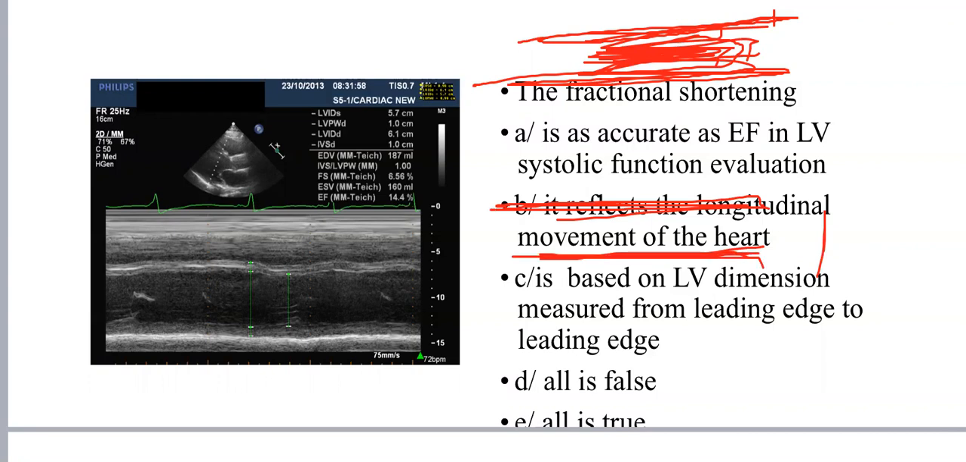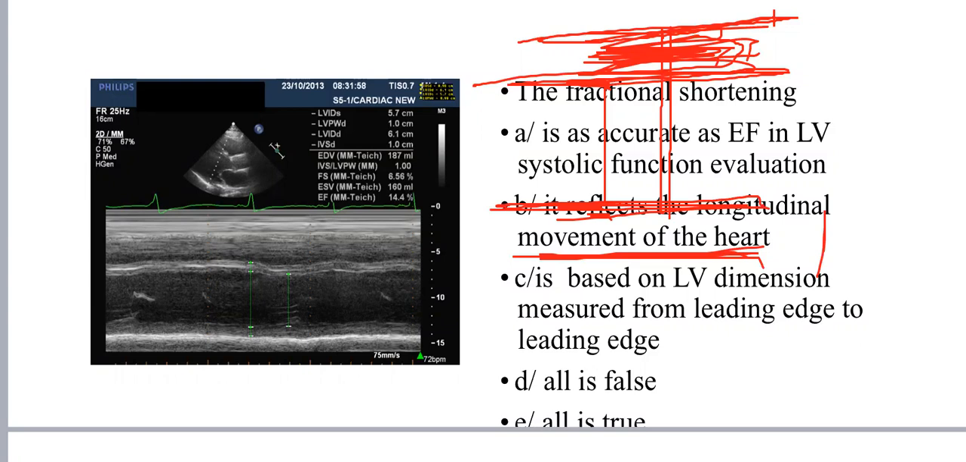So how are we going to measure the dimension? We take from here to here. This is the trailing edge and this is the leading edge. So we are taking from the trailing edge of one wall to the leading edge of the other wall. Okay? So C is wrong because they say from leading edge to leading edge. Leading edge to leading edge means from here to here, from the front wall of the first wall to the front wall of the second wall. And that's not the case.